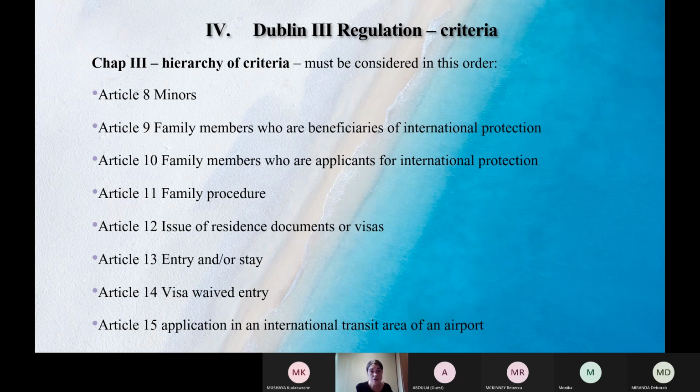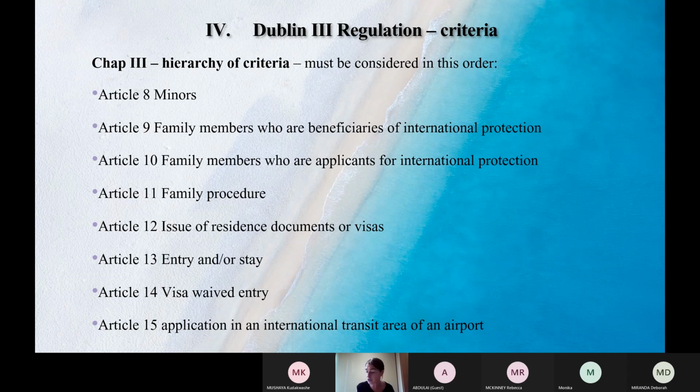Then Article 10, family members who are applicants, so not yet beneficiaries. They don't yet have a first instance decision, but they've applied for protection, and it hasn't been determined yet. In that instance, that member state is the responsible member state. So where there are a number of family members who are at the stage before a first decision, they should be reunited in the member state where the family member has already applied.